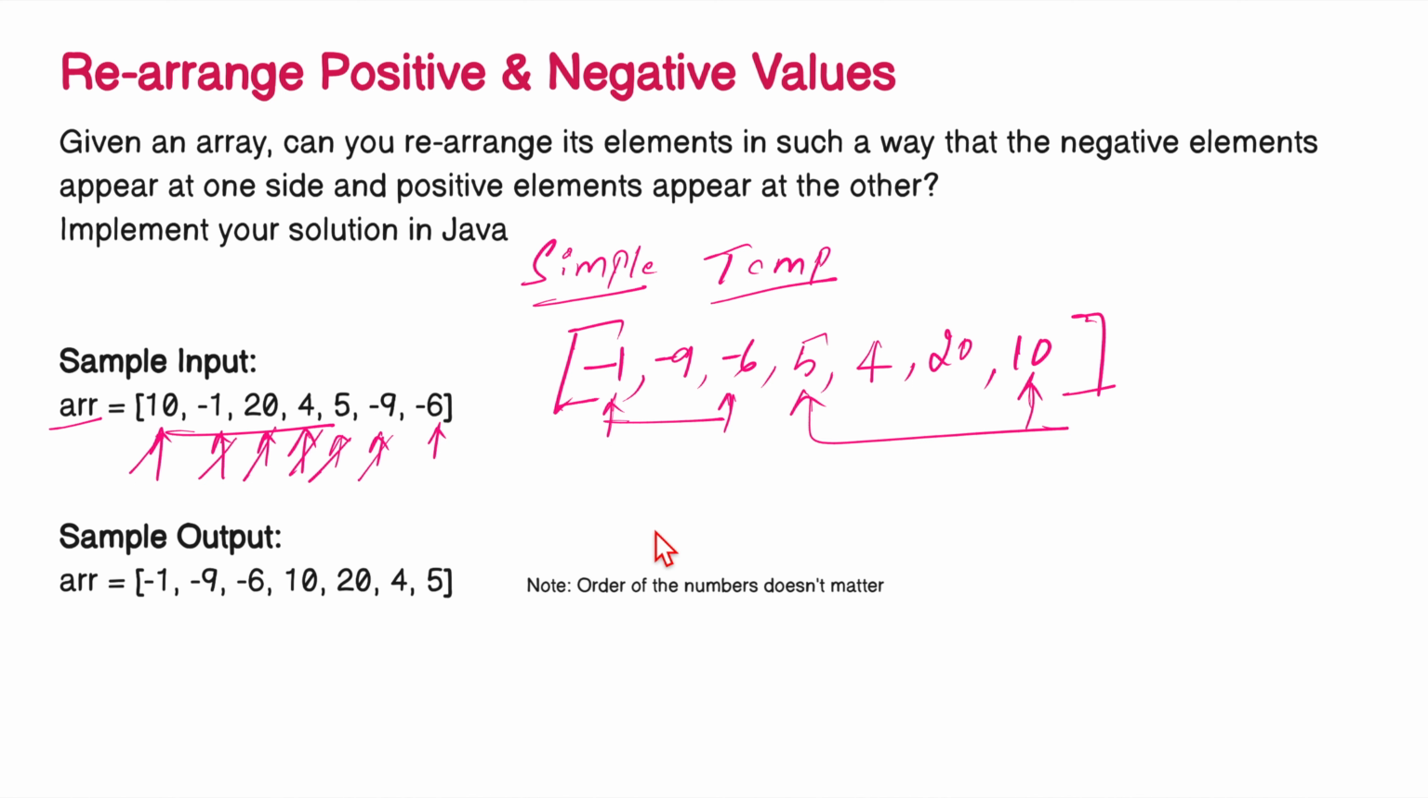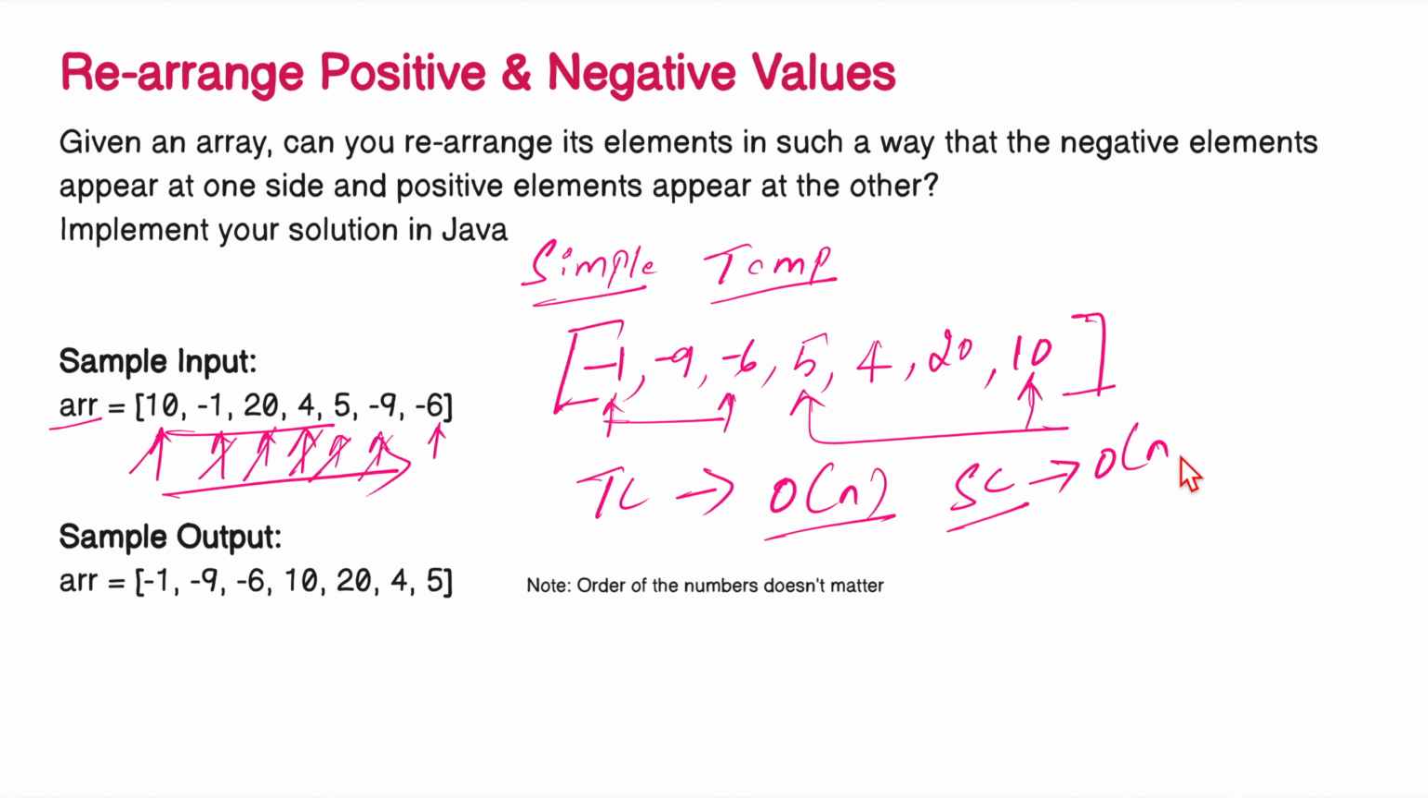If we see the time complexity, as we are iterating only once throughout the array, it will be big O of n. But the space complexity will also be big O of n because we are using a temporary array.